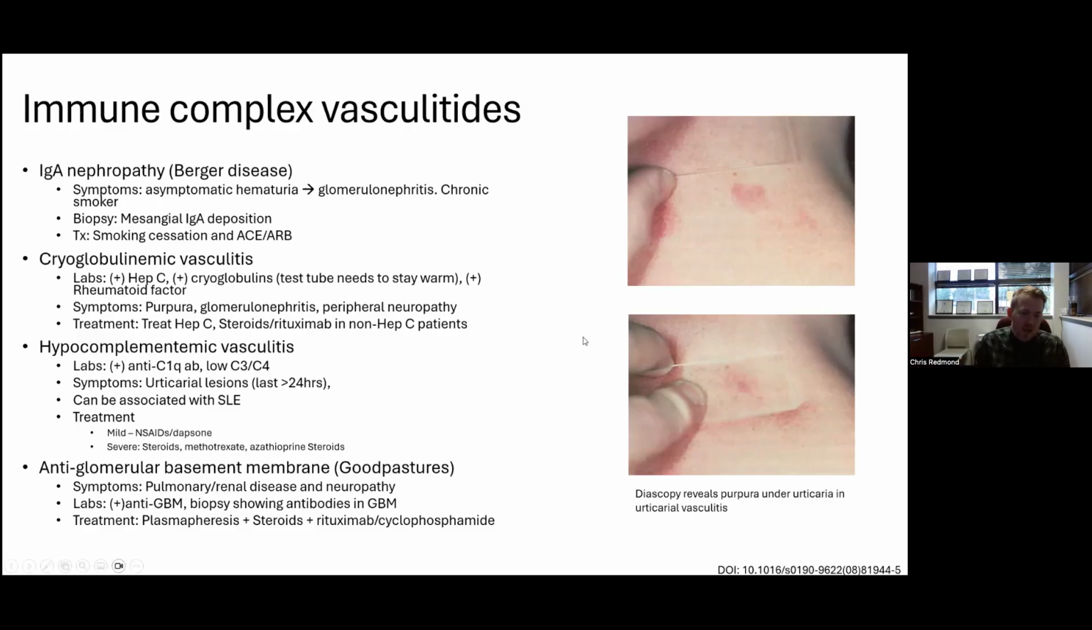And then finally, anti-glomerular basement membrane disease or Goodpasture's disease. Again, this is a pulmonary renal vasculitis.